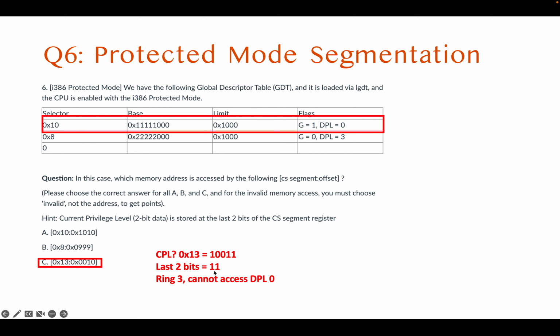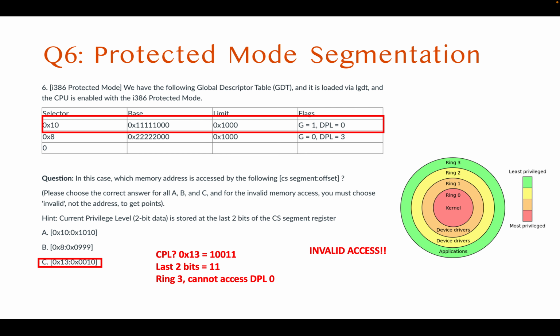So that means the current privilege level is ring 3, but the data privilege level indicates that only ring 0 can access that. So for this one, even if we translate the address correctly, the CPU will block the address, and that's how protected mode works. So the correct choice for C is the invalid address.